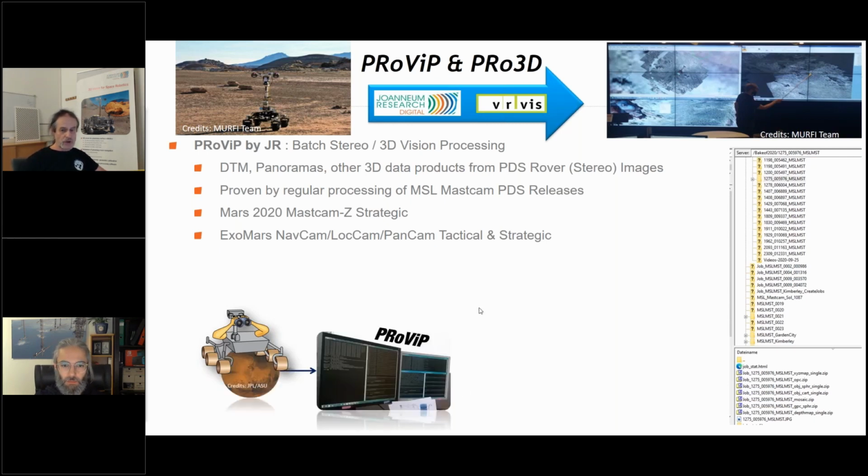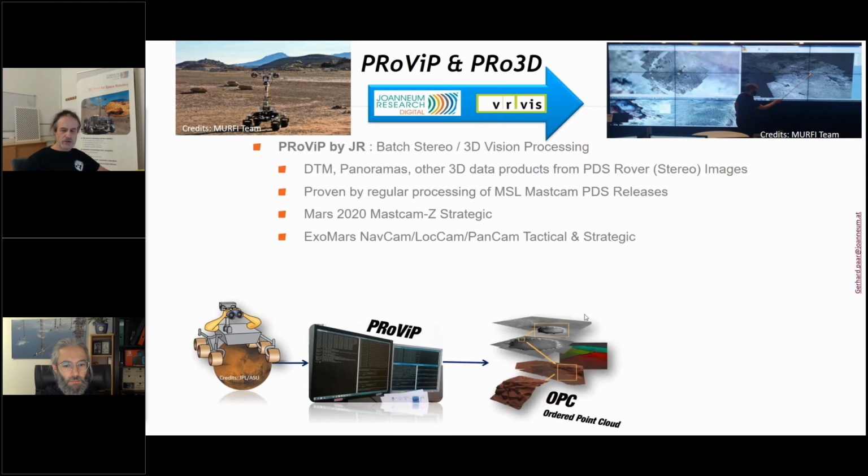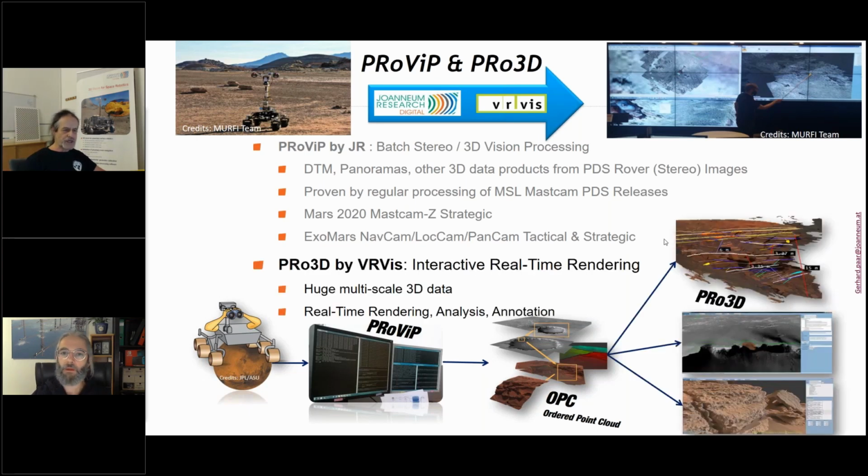So I wouldn't go too much into detail on ProVip. Let's call it a black box. It is generating so-called ordered point clouds, which are regular point clouds that are overlaid by diverse layers like RGB texture, filter image textures, maybe also distance maps and things like that, and also some semantic information if needed. And this goes into Pro3D.